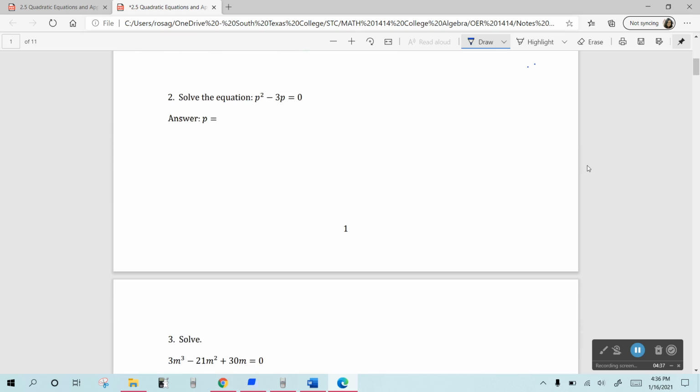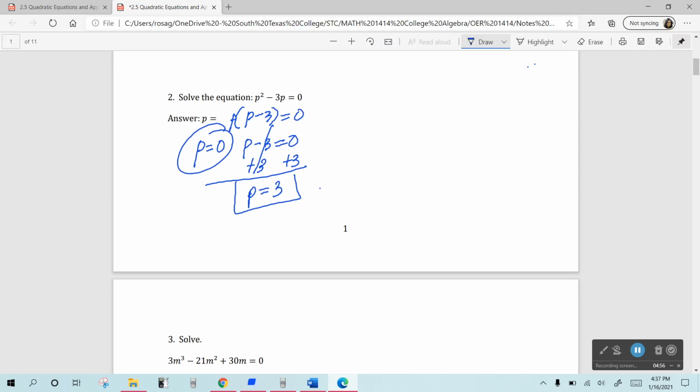Solve this equation. Well, if you're going to do it by factoring, you see that they both have a p in common, so you can take out a p. So p would equal 0, and then p minus 3, so you add 3 on both sides. p equals 3, and p equals 0. If you're going to use the quadratic, your a would be 1, your b would be negative 3, and your c would be 0.